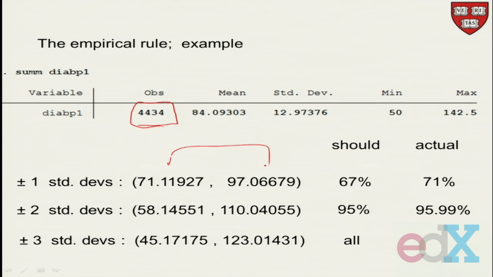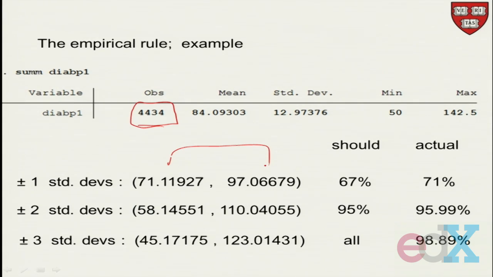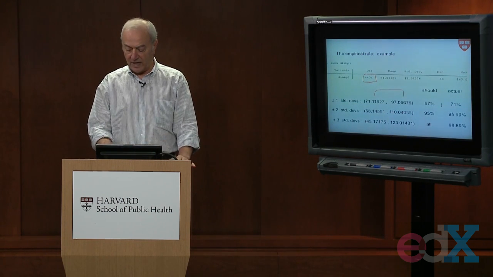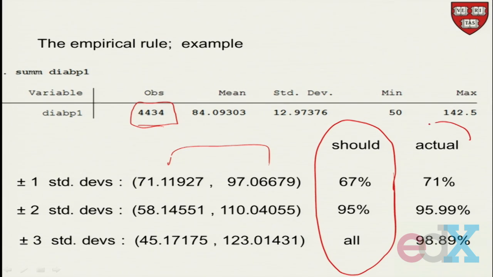I didn't want to call that 96% because 95 sounds closer to 95 than 96, but no, I'm only kidding. So it's 95.99%, so it's pretty close. And plus or minus 3 standard deviations actually covers 98.89%. So here is an example of what the rule says should happen and what actually happened.